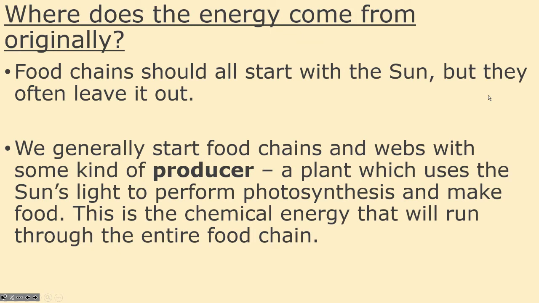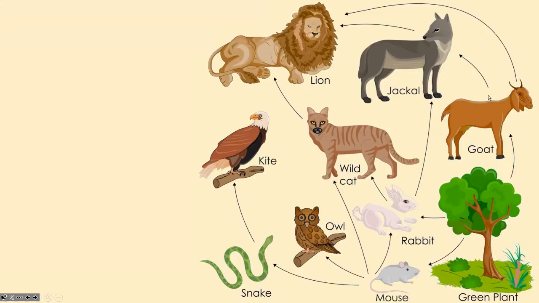So really, all of our food chains and our food webs should start with the sun, but we often leave it out because it's always going to be the same. What we generally start our food chains with is some kind of producer. And that's a key word that you'll need to recognize the definition of. A producer is always a plant that uses the sun's light, so energy from the sun, to perform photosynthesis and make its own food. And that's chemical energy that ends up running through the entire food chain. So the energy from the sun eventually gets into our bodies.